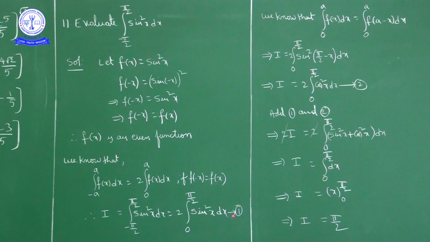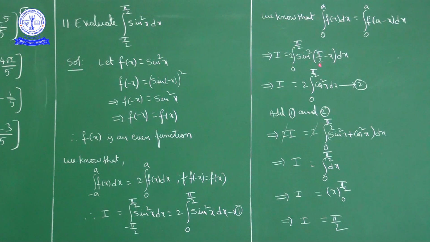Okay. Now we have a property that integral 0 to a f of x dx we can write as integral 0 to a f of a minus x dx. A minus x means x is replaced by upper limit minus x. So here the upper limit is pi by 2. So I is equal to 2 into integral 0 to pi by 2 sin square of pi by 2 minus x dx.